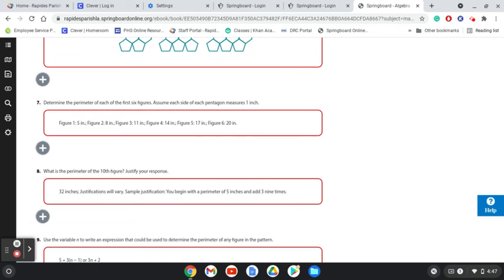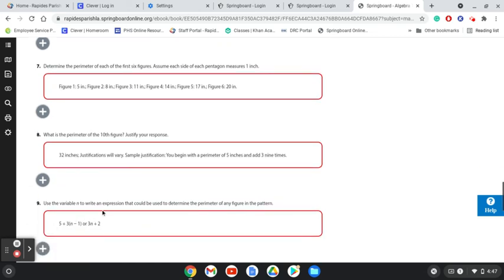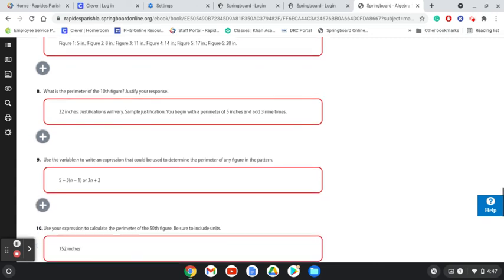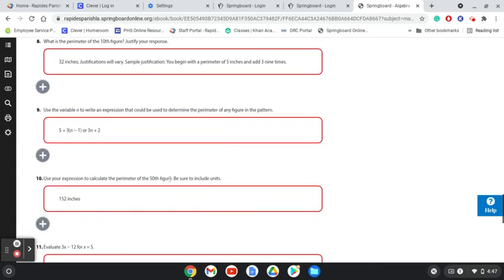Or at this point, how could you figure it out? You should know how to do this expression. First term is 5 plus 3 parentheses n minus 1, okay? And then you just plug in 10. What is it for the 50th figure? You just plug in 50, okay?